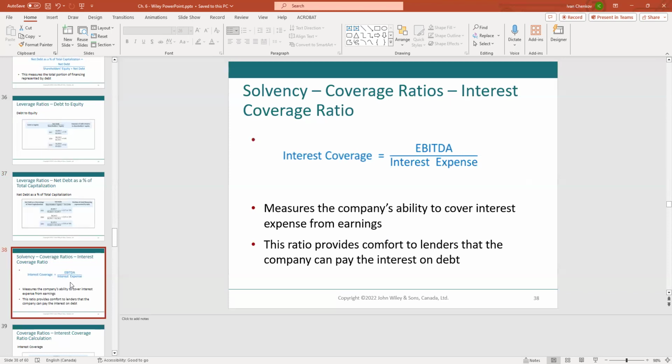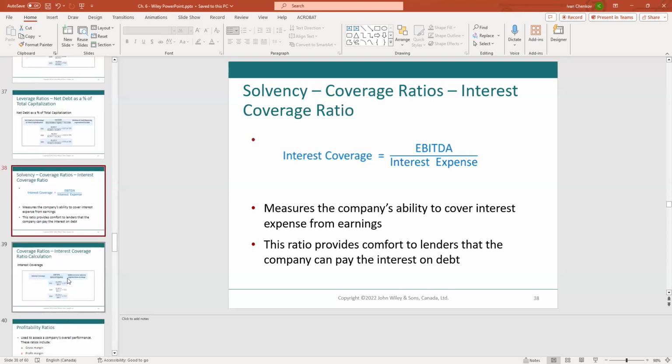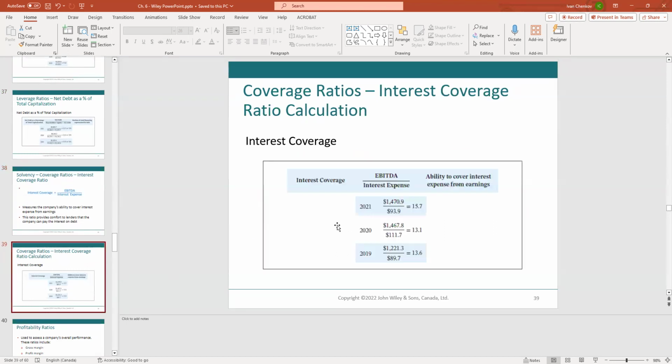What that means is what this ratio measures. It measures the company's ability to pay the interest expenses with the earnings. So this is the ratio that is going to give you comfort if you have to lend money to the company. How many times can the company pay the interest with the current earnings? Make sense? So let's see this company, how they pay.